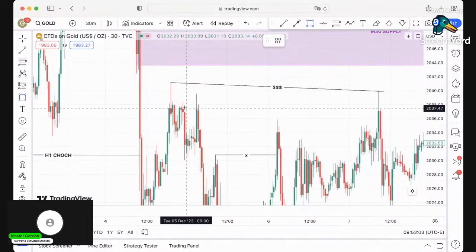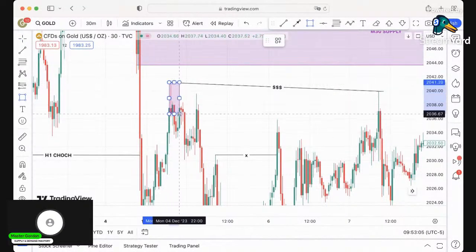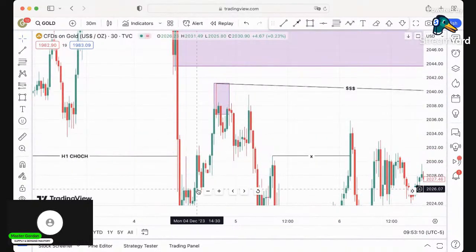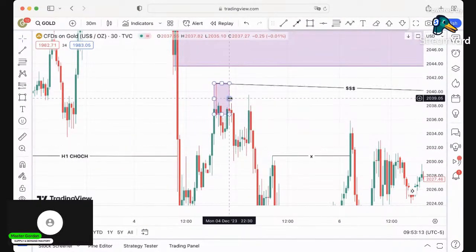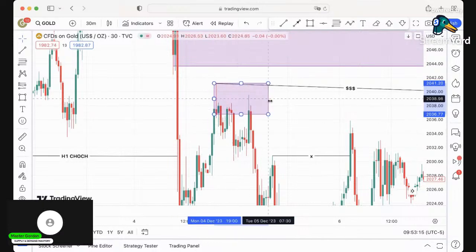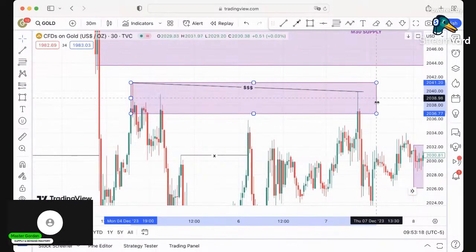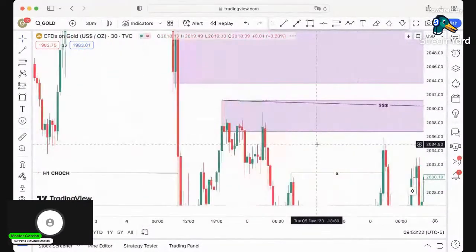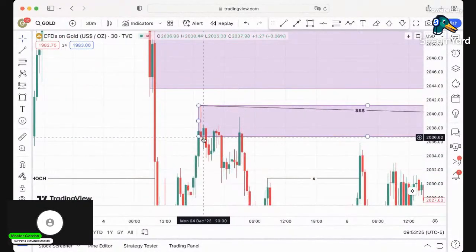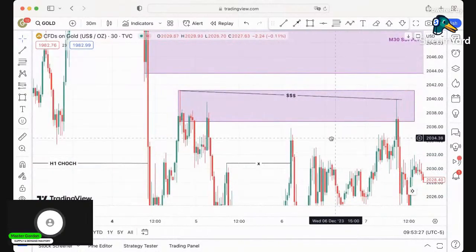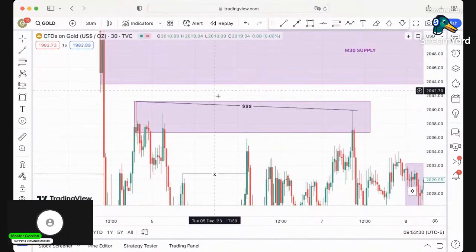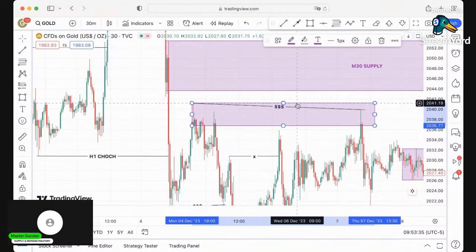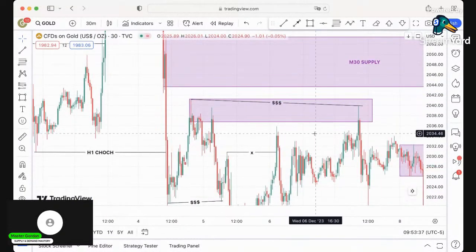All right, I'll show you one example. This is one of the zones. You see, what is this zone called? This is a rally-base-drop. Can you see first touch, second touch, third touch. So this is a good example. Even though this is not a fresh zone, it's still valid. As long as this zone didn't break out, then this zone is still valid.